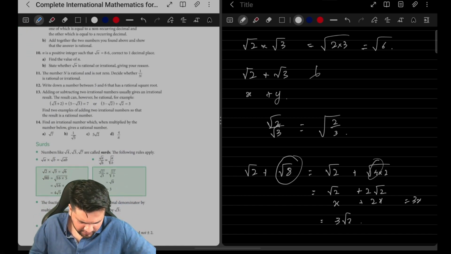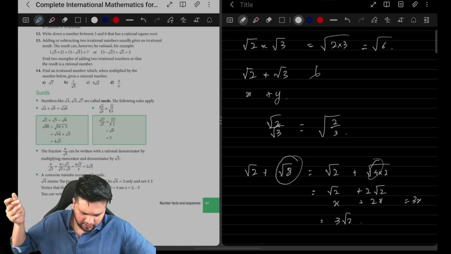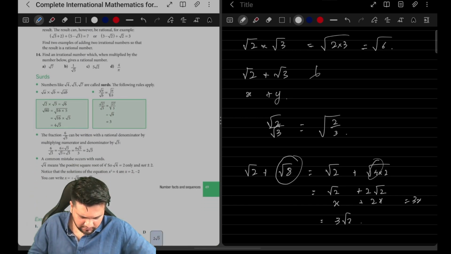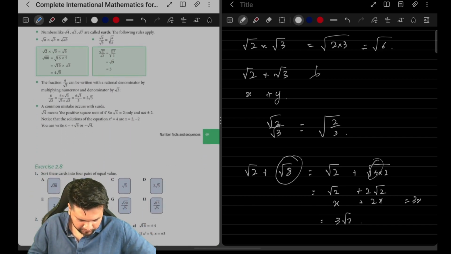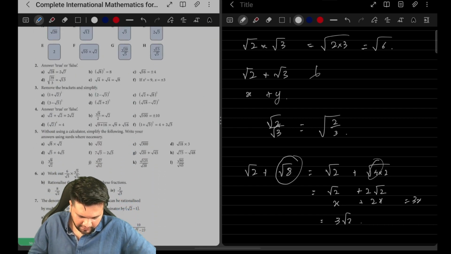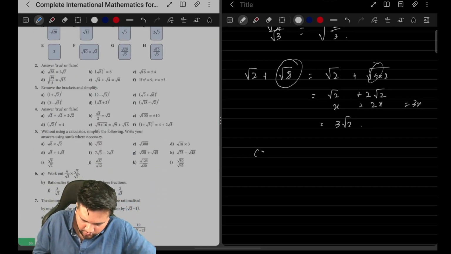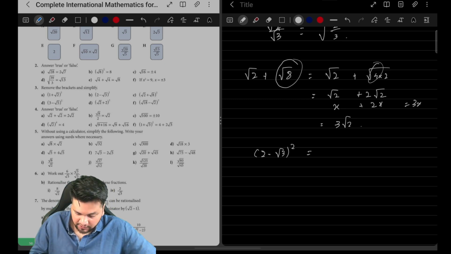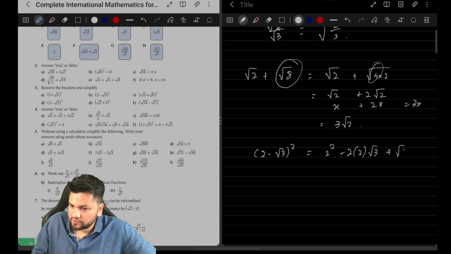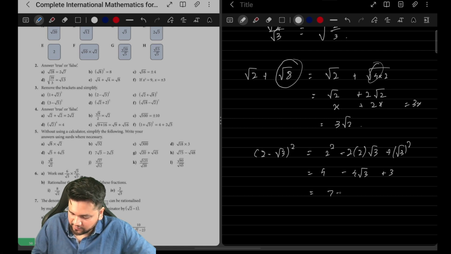So obviously there are multiple questions based on it. We can see all the questions maybe after, when we do the review set. So I'll just solve one of the questions. If I have 2 minus root 3 whole square and want to simplify, these are the kind of questions they ask. Obviously, a minus b whole square is a square minus 2ab plus b square. So it's going to be 2 square minus 2 times 2 times root 3 plus root 3 square, which is nothing but 4 minus 4 root 3 plus 3. So at the end, this is nothing but 7 minus 4 root 3.